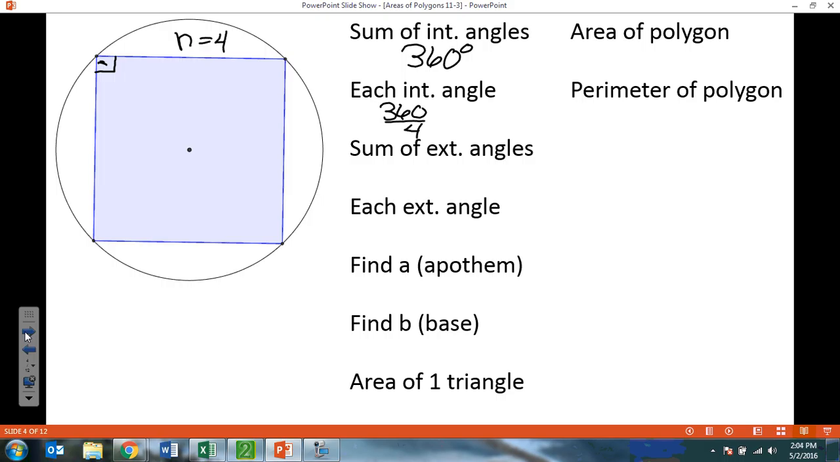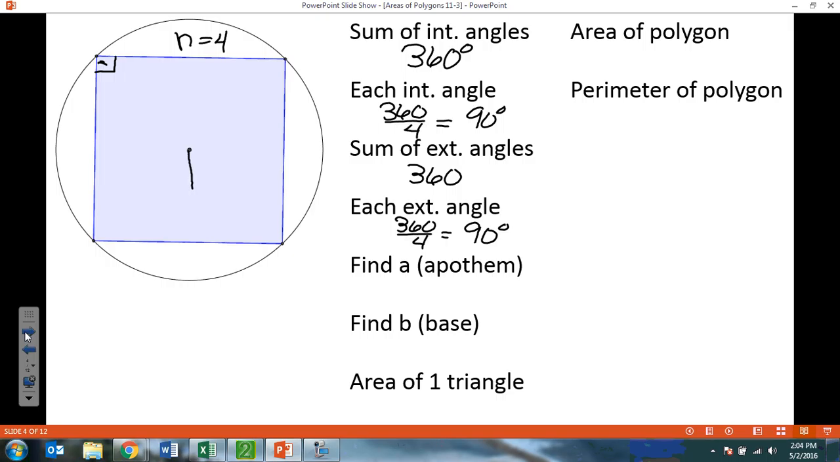The sum of exterior angles, it doesn't matter how many sides, will always be 360. Divide that 360 by 4, and our exterior angle is 90. Okay. We're ready to find A, the apothem.